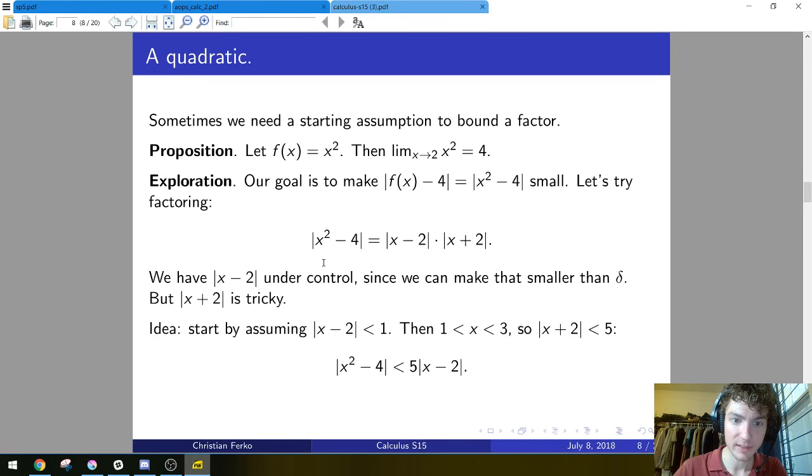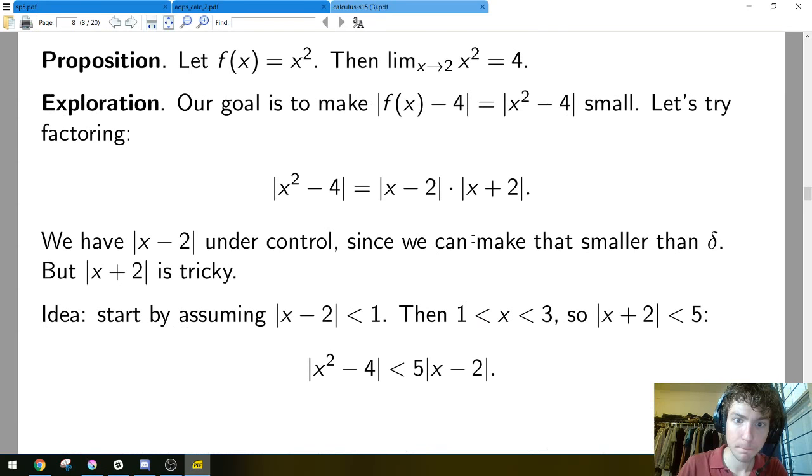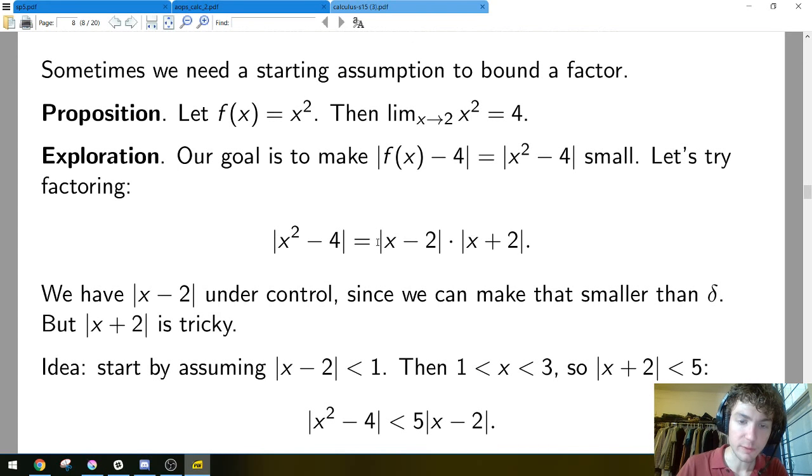Since this is a difference of squares, you might think to factor. If we factor the absolute value of x squared minus 4 into two pieces, then that helps a little bit, since the first piece is something we have under control, since we're always allowed to make that smaller than delta. That's how the limit works. You're handed the epsilon for the output, you're allowed to choose the delta, which is the absolute value of x minus 2, that gives the input tolerance. We know how to use that term. The second term is harder to deal with. We don't know anything right now about the absolute value of x plus 2. We only know that we can make x close to 2.